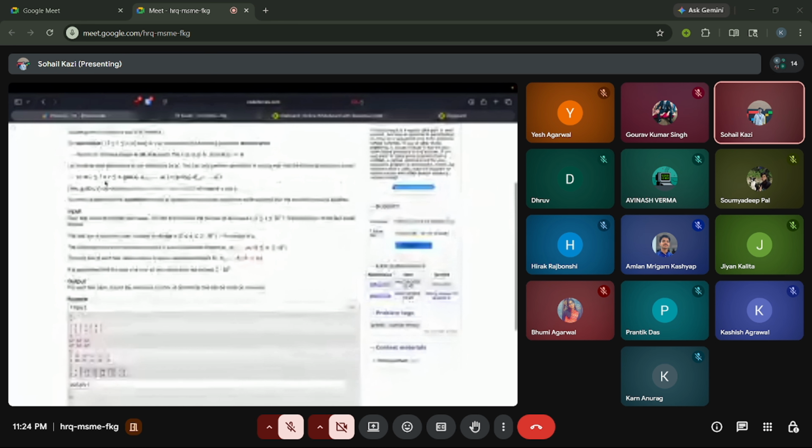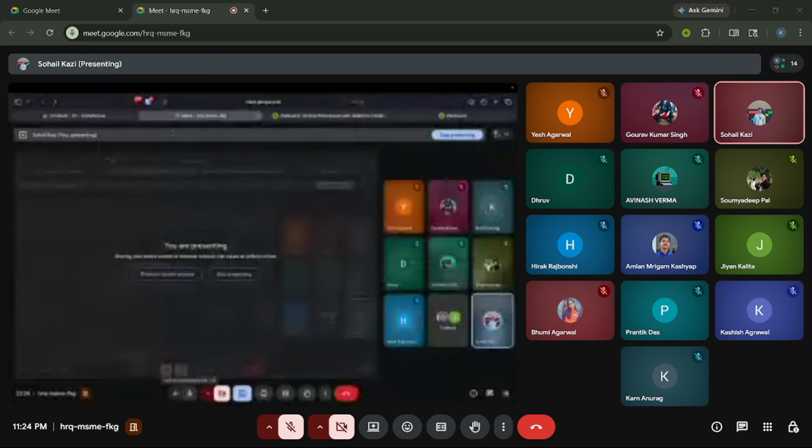And finally, we have to determine the maximum number of operations that can be performed while ensuring that this condition remains satisfied. Okay, has everyone understood the question?